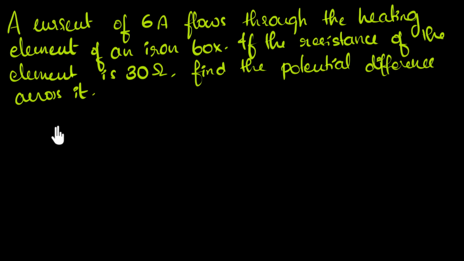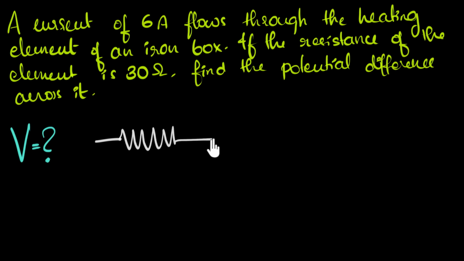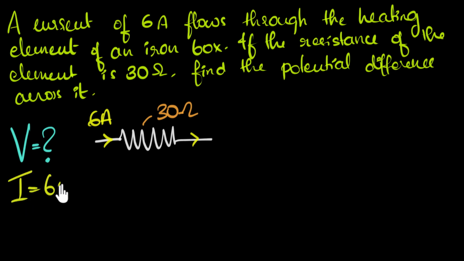All right, let's do it. We are asked to find the potential difference across the element. So potential difference is what we need to find, V. And what we are given is the current of 6 amps flows through the heating element. So let's say this is our heating element. I'm just going to draw it as a resistor. The current through it is 6 amps. And we are given the resistance of the element is 30 ohms. So I is given to be 6 amps, and R is given to be 30 ohms.